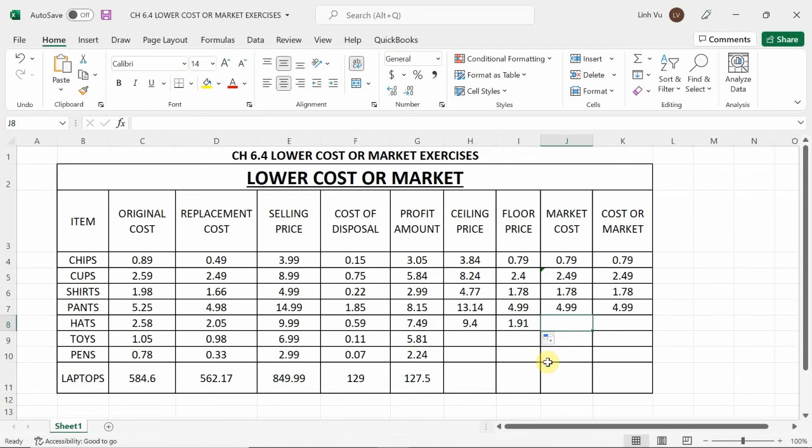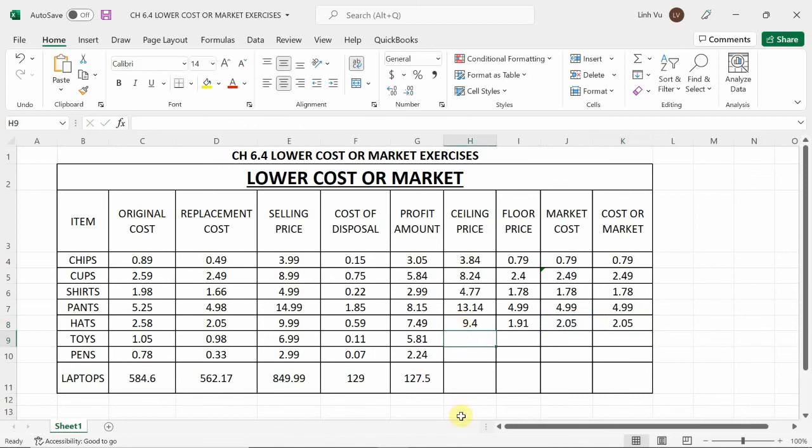So what's in the middle? My ceiling of $9.40, my floor at $1.91, or my replacement at $2.05? $2.05. That's the middle. So let's compare. Which one is lower? My original cost of $2.58 or my market price at $2.05? $2.05 is lower. Okay.